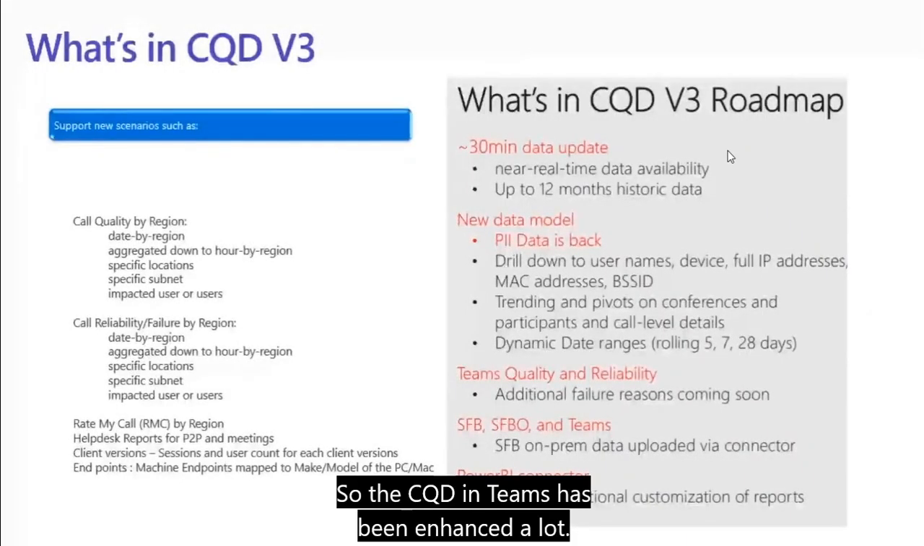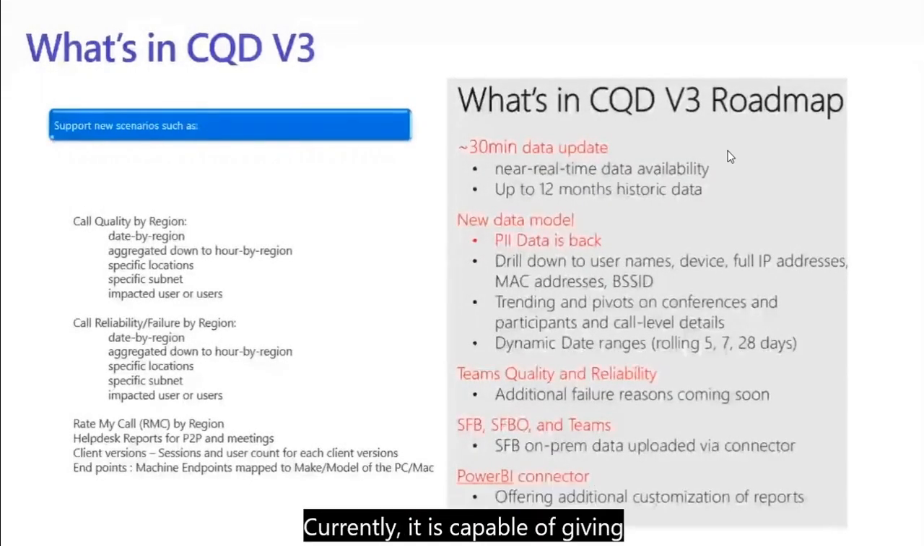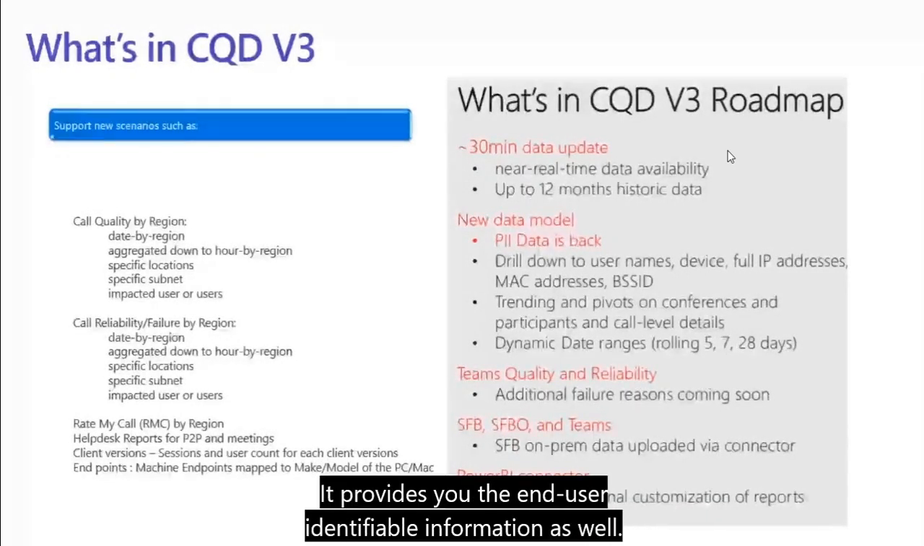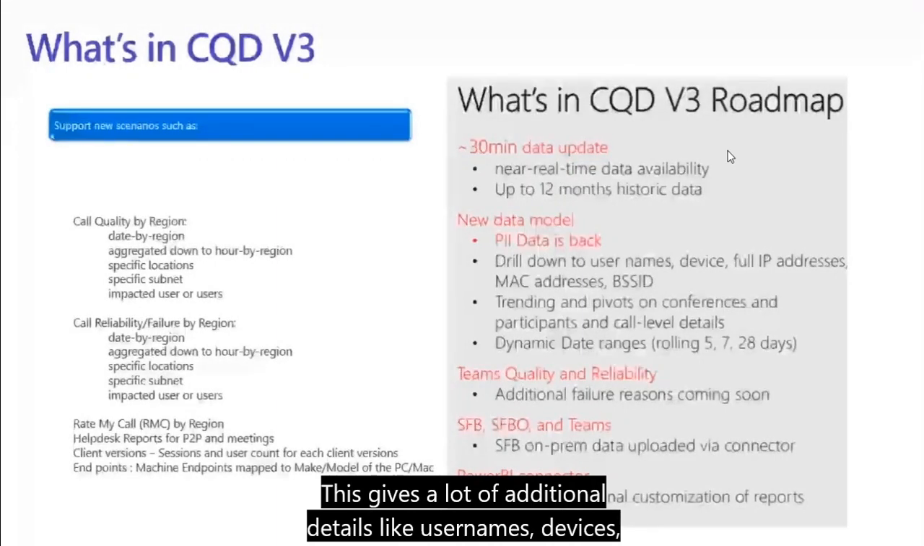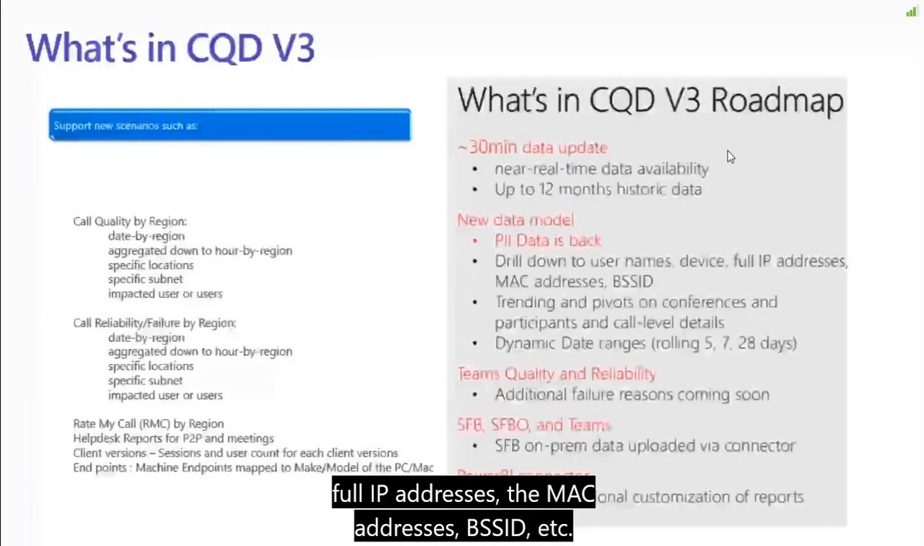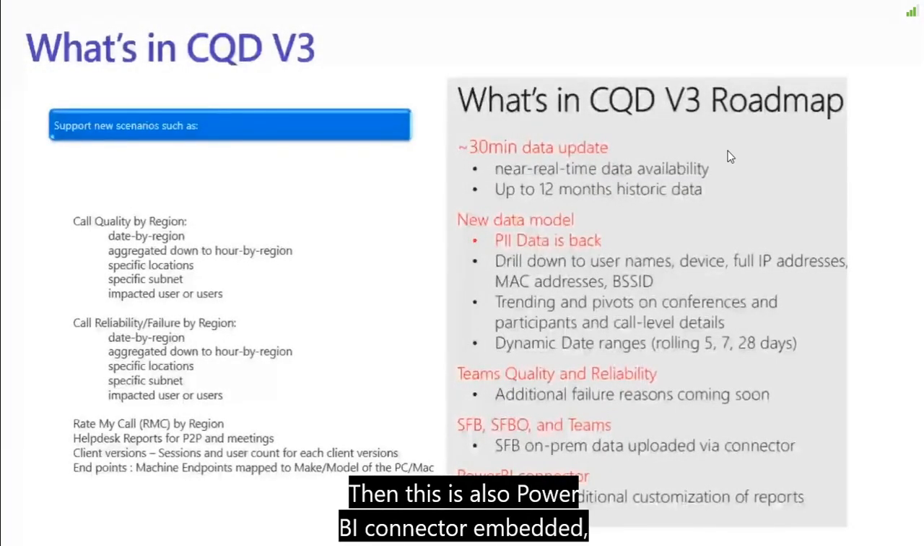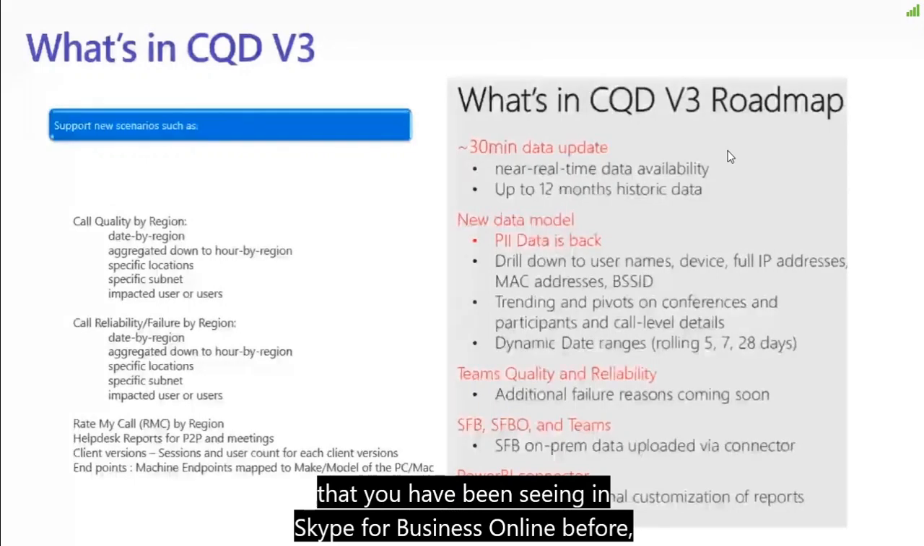So the CQD in Teams has been enhanced a lot. Currently, it is capable of giving you data updates within 30 minutes. It provides end user identifiable information as well. This gives a lot of additional details like usernames, devices, full IP addresses, MAC addresses, BSSID, etc. There is also a Power BI connector embedded, which gives the normal call quality reports that you have been seeing in Skype for Business Online or Skype for Business before.